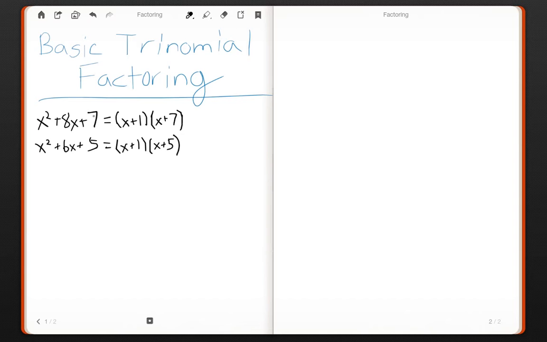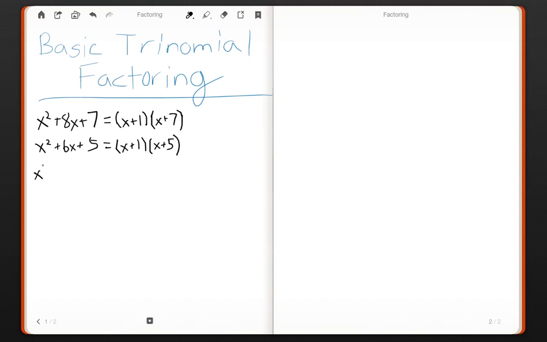So what you want to do is find two numbers that multiply to the number here and add to the number in front of the x. Now in these examples it was pretty easy because there was only one possibility of numbers that multiplied to this number here.